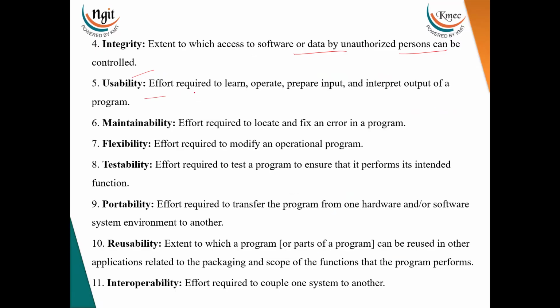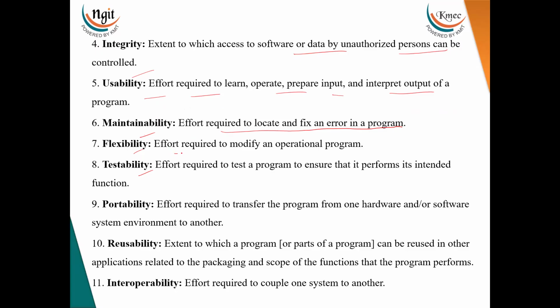Next is usability. That is effort required to learn, operate, prepare input, and interpret output of a program, which means whether it is easy to learn and use. Next is ability to change. Under that, we talk about maintainability, flexibility, and testability. What is maintainability? Efforts required to locate and fix an error in the program. That is, is it easy to fix bugs or not.